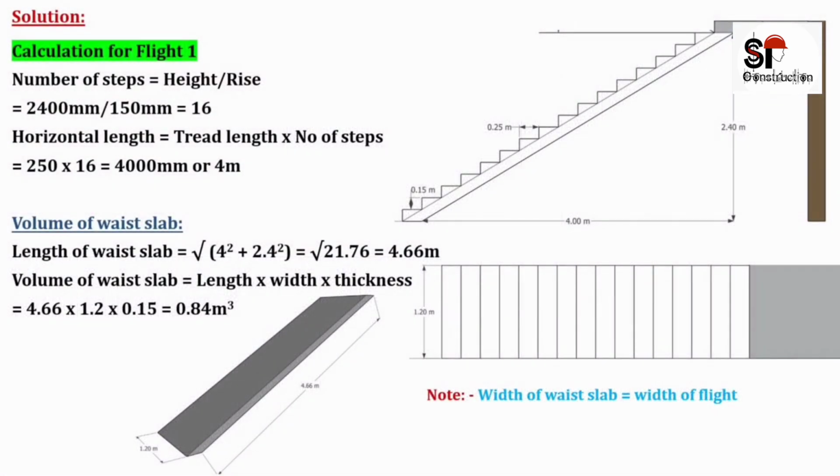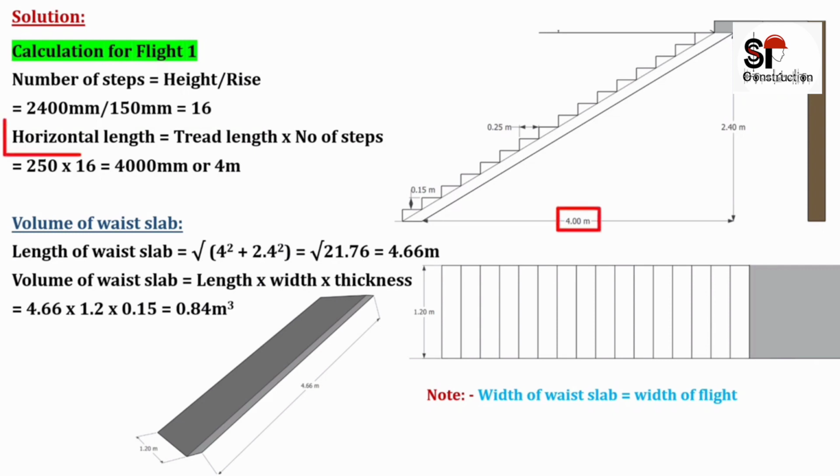First of all, we will do the calculations for flight 1, in which we will calculate the volume of waste slab and volume of all the steps. The number of steps will be equal to height of flight upon rise. Height of flight is given as 2400 mm and the rise is 150 mm. On substituting these values, the number of steps will be equal to 16.